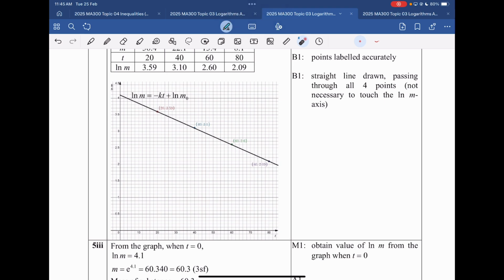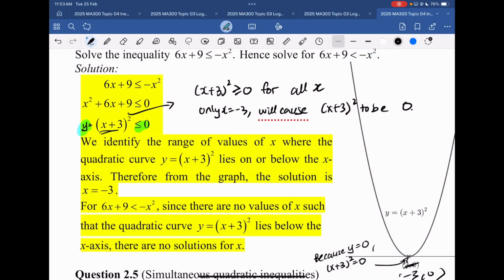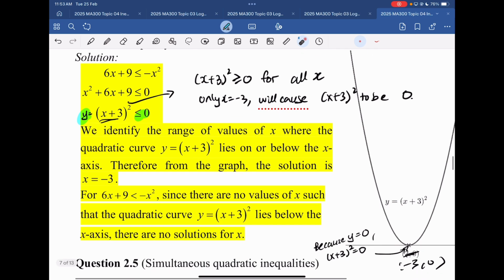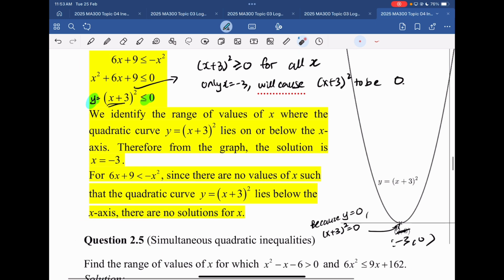Sketch. Now we identify the range of values. So you see, that's why the solution is basically x equals -3. After that, that's the answer. There's only one answer.